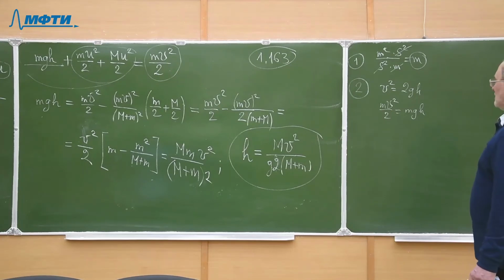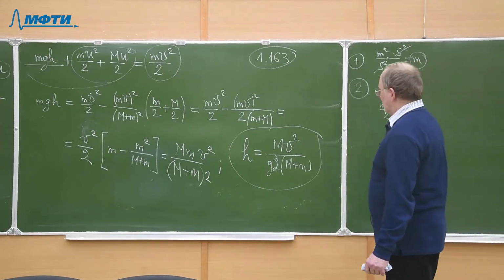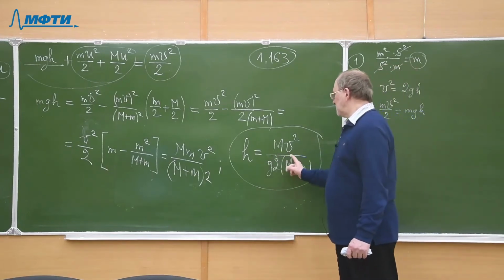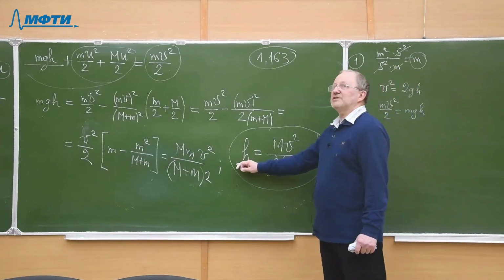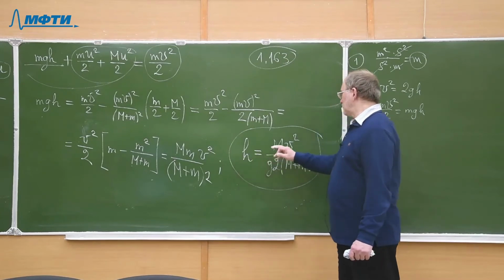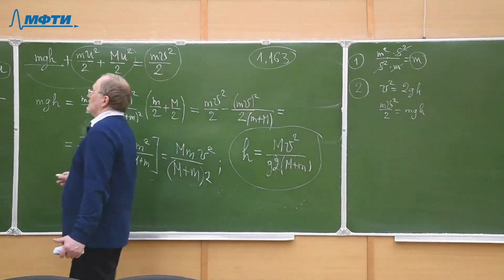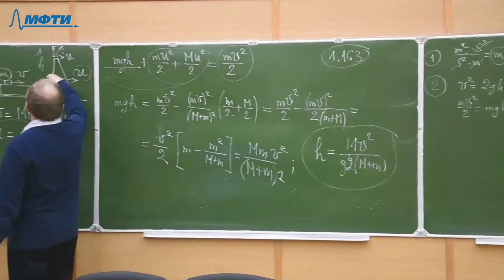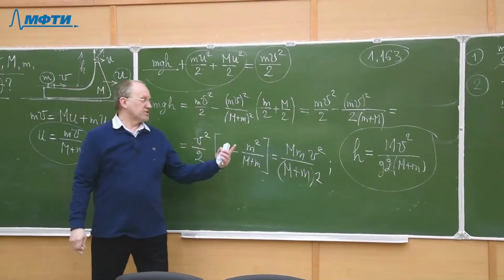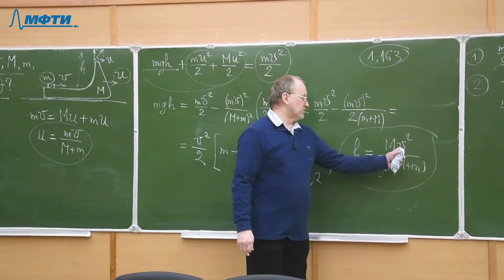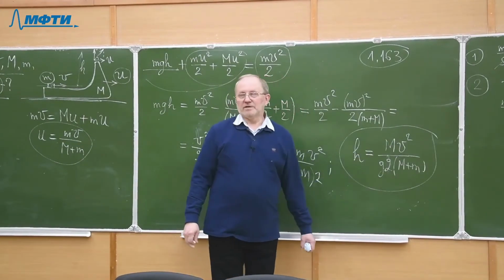Well, we may check the meaning of other relationships here. For example, how should the height depend on the velocity? It's obvious that the smaller the initial velocity, the smaller will be the height. They should be somehow proportional. The height and the velocity should be in this relationship.